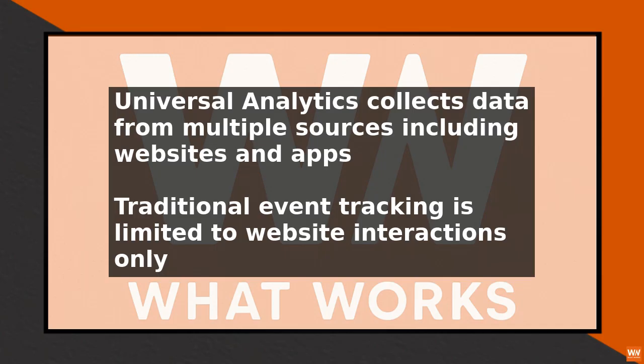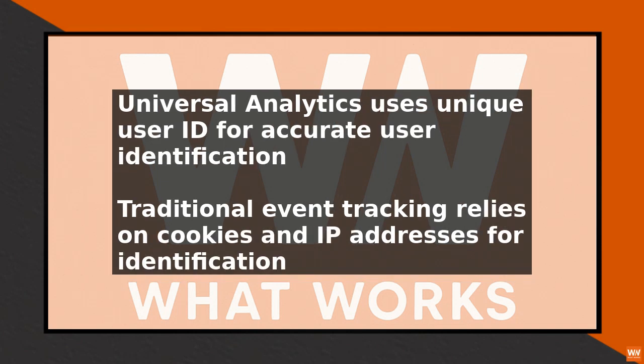Next, consider the differences in user identification. Universal Analytics uses a unique user ID to track users across devices and platforms, providing a more accurate picture of user behavior. Traditional event tracking, however, relies on cookies and IP addresses to identify users, which can be less accurate.